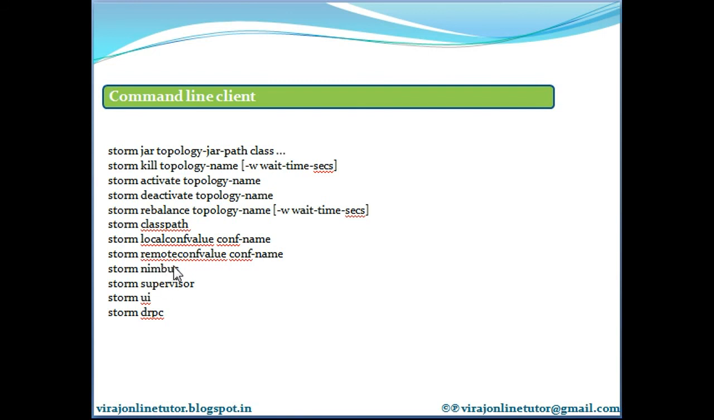Next is the remote conf value command. This prints out the value for the conf name in a clustered Storm config. The clustered Storm config is the one located in the conf folder, storm.yaml in the conf folder. So this command must be run on a cluster machine.